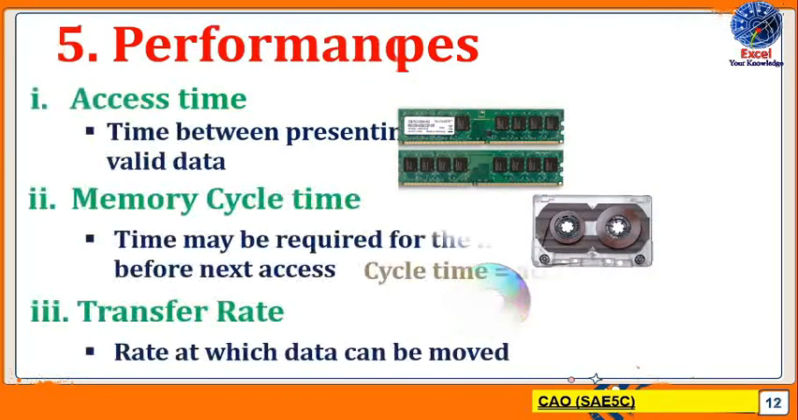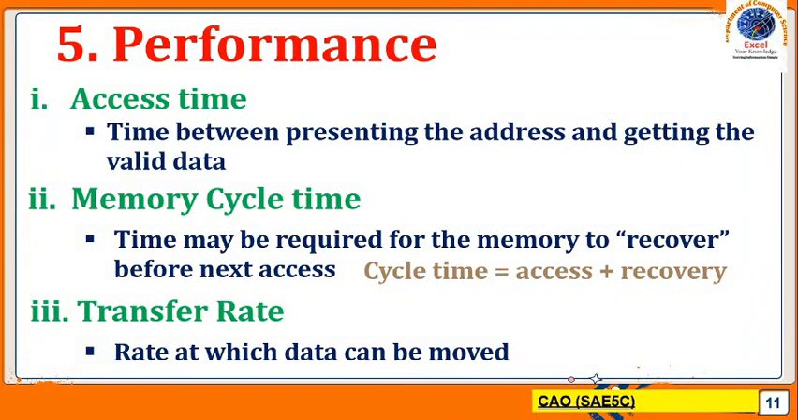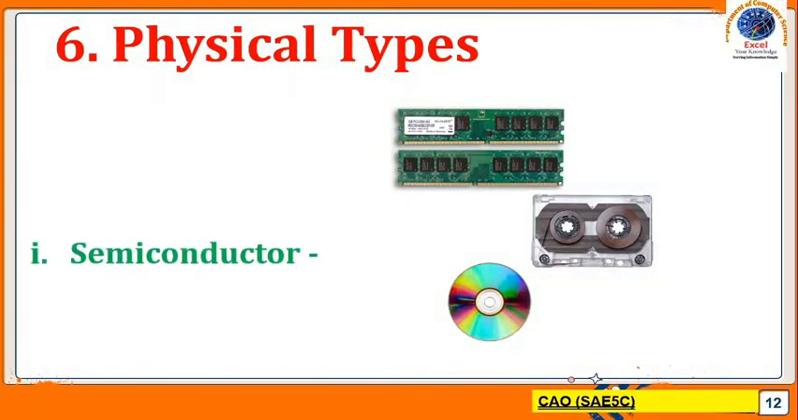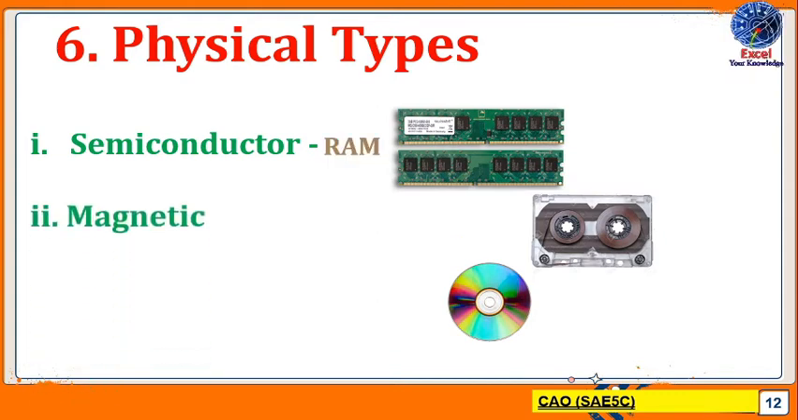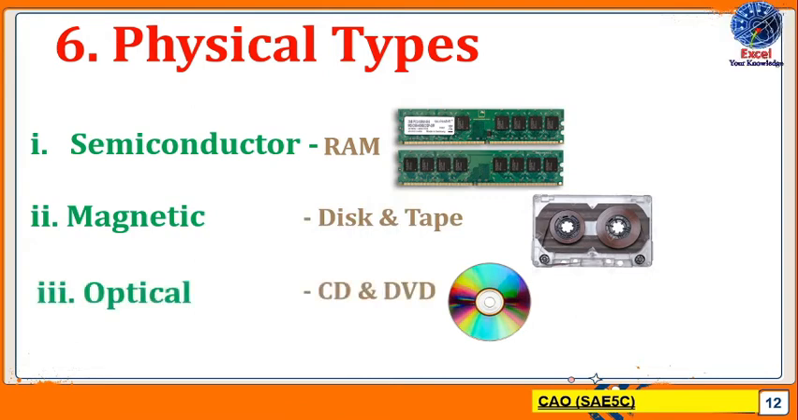The next one is the transfer rate, the rate at which data can be moved. The sixth one is the physical types of memory. We have semiconductor memory, which is not a conductor of electricity, for example RAM; we will see that briefly. The next is magnetic memory, magnetic disk and magnetic tapes. And the last one is optical memory, which is CD or DVD.